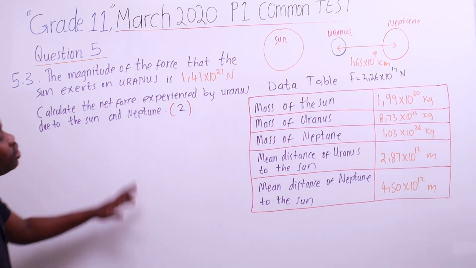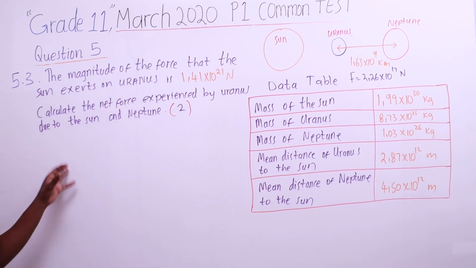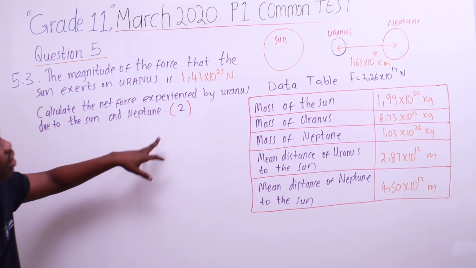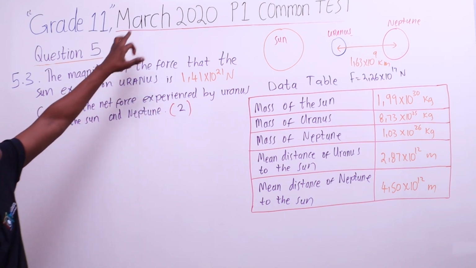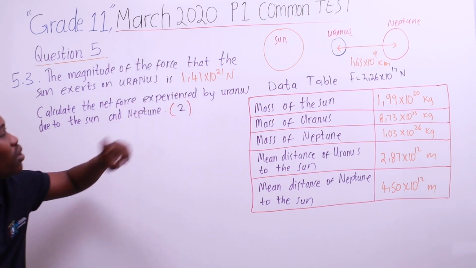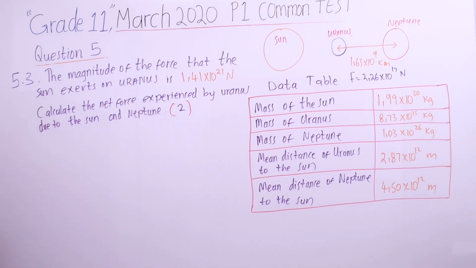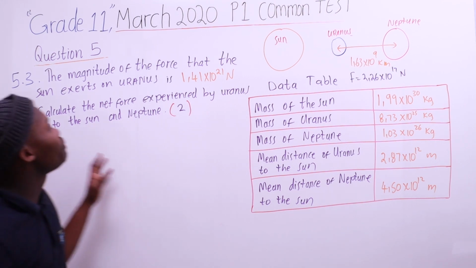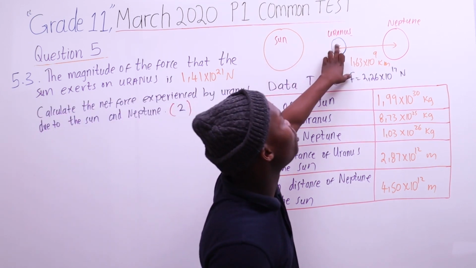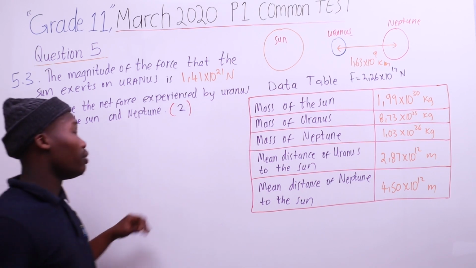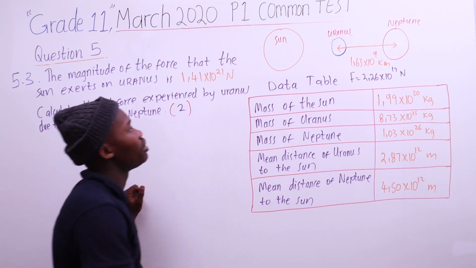Alright. The last question, question 5, is 8 marks, and this is the last 2 marks of the whole paper. Tell me the magnitude of the force that the sun exerts on Uranus, which means the force the sun exerts on Uranus. It is 1,41 times 10 to the power 21 newtons.